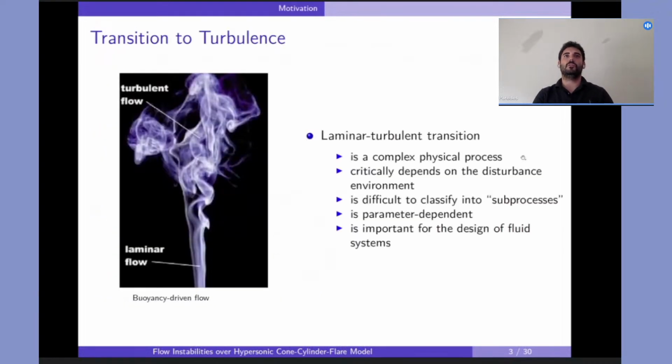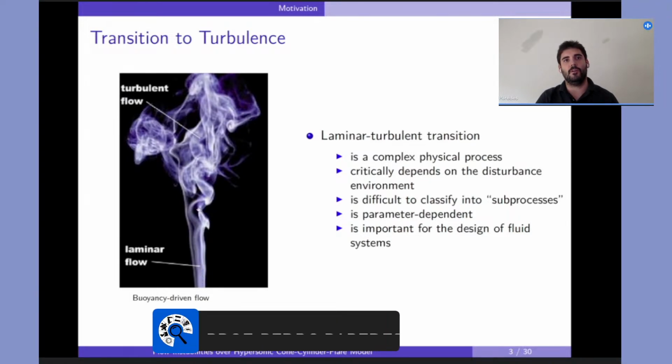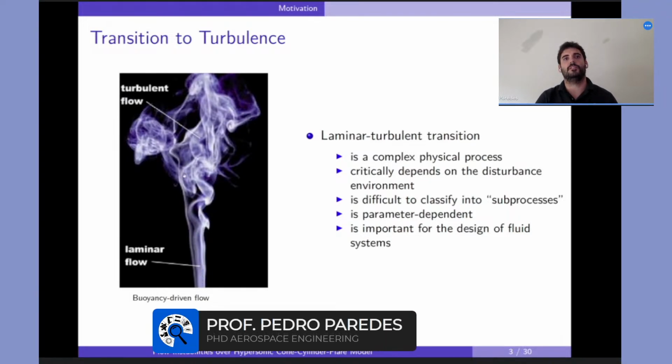Okay, so starting with the motivation. Transition to turbulence happens when you go from a laminar flow, something of this order, like in this smoke buoyancy-driven flow, to a turbulent or chaotic flow. There is a process for that, and you will see here some kind of ordered structure that is almost periodic. That's what we are trying to understand: how to go from laminar flow to turbulent flow.